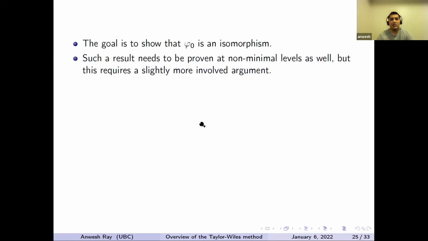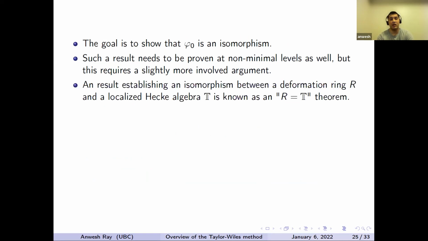So the first step is to prove the isomorphism at the minimal level and then also to prove it at non-minimal levels as well. But the non-minimal level case requires a slightly more involved argument. So showing such an isomorphism between a deformation ring and a Hecke algebra is called an R equals T theorem. So the deformation ring is R and the Hecke algebra is T, and then an isomorphism between them is called an R equals T result. And this nomenclature is used in more general situations.